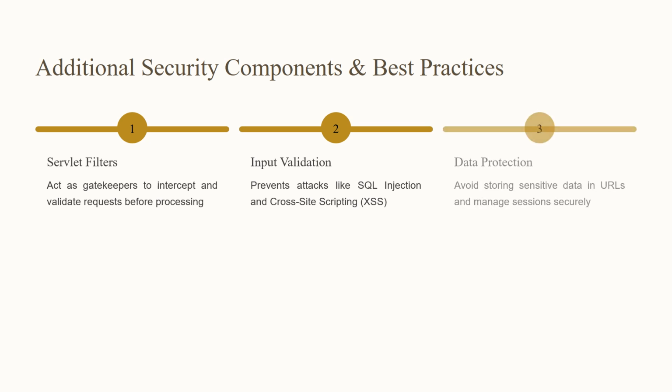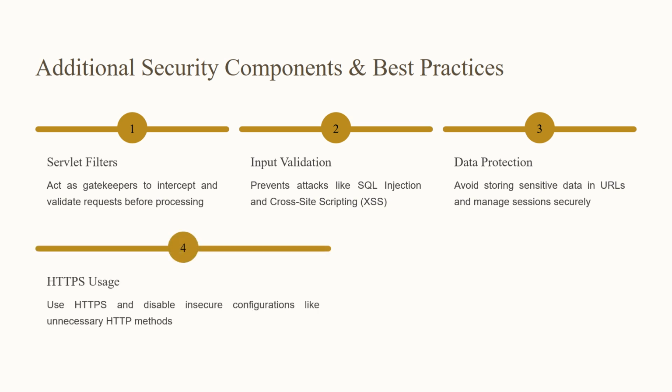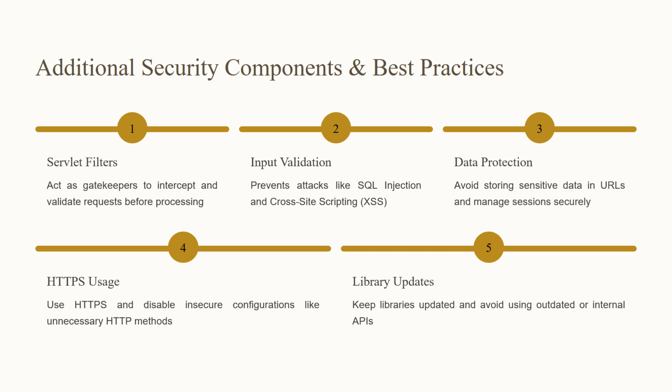We also need to focus on data protection. Sensitive information should never be stored in URLs, and session data must be handled securely. Using HTTPS is another essential practice. It ensures that all communication between the client and server is encrypted, and insecure configurations like unnecessary HTTP methods should be disabled. Lastly, it's important to keep libraries and frameworks up to date. Using outdated components can introduce known vulnerabilities into the applications. By following these best practices, we can significantly improve the overall security of servlet based applications.